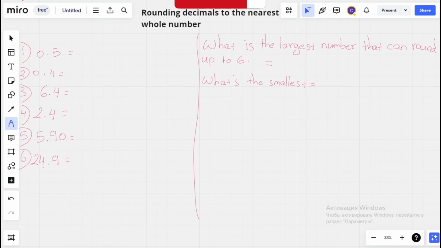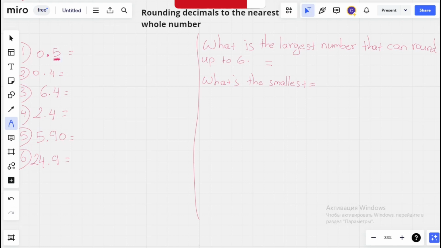Hello everyone, welcome back. So today's topic is going to be about rounding decimals to the nearest whole number. So how can we do that? First off, let's start with our first example. We got 0.5. How do we make it a whole number? Or can we make it a whole number? So the first thing you want to look at is the number after the decimal. So we have our decimal here. Now what is the number after the decimal?